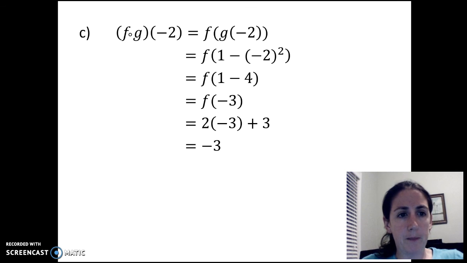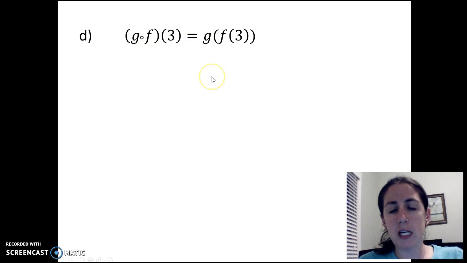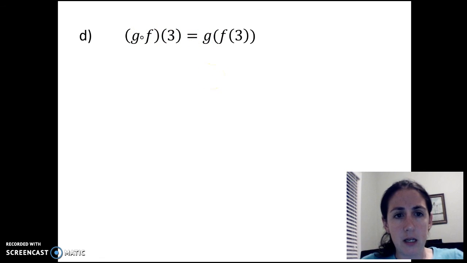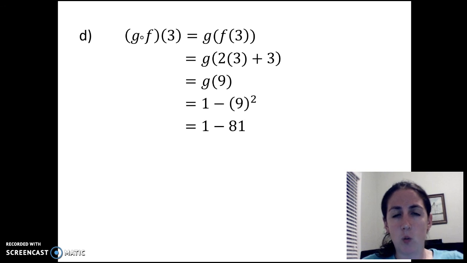Let's do another example. Let's do g composed with f at 3. So g is on the outside, f is on the inside, and a specific input of 3. So this is g at whatever f of 3 is. So into f, we'll put in 3 for x. 2 times 3 plus 3 will give us 9. So into g, I want to put in that specific value 9. G takes 1 minus your input squared, which gives us 1 minus 81, or negative 80.